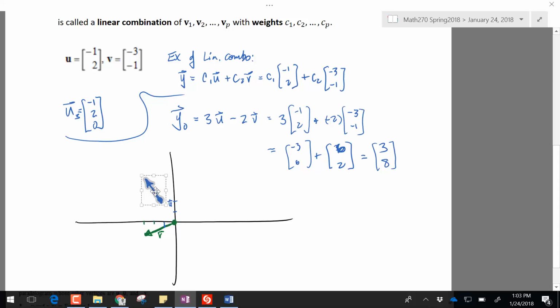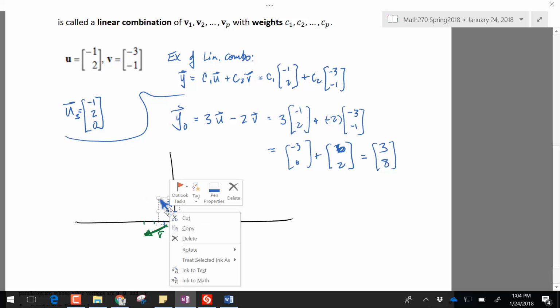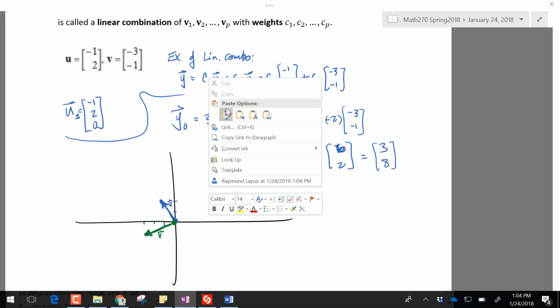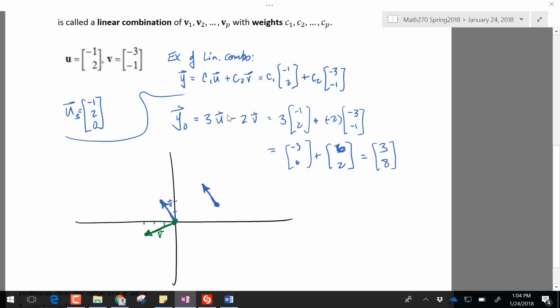No, it didn't stay. Didn't I have this problem? I can't just paste. There it goes.